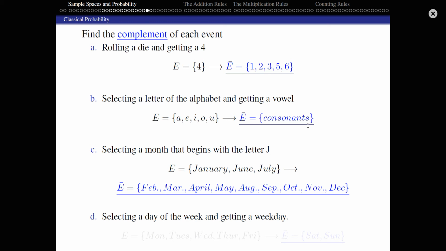Last one, complement of selecting a day of the week and getting a weekday. Well, if you get a weekday, that's Monday, Tuesday, Wednesday, Thursday, Friday, the complement or the opposite of that is a weekend, Saturday and Sunday.